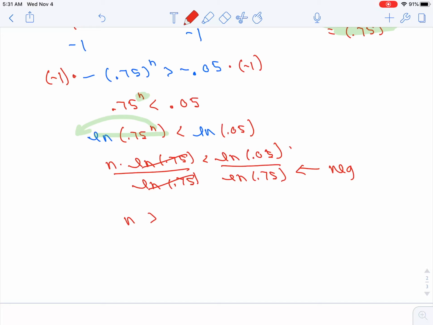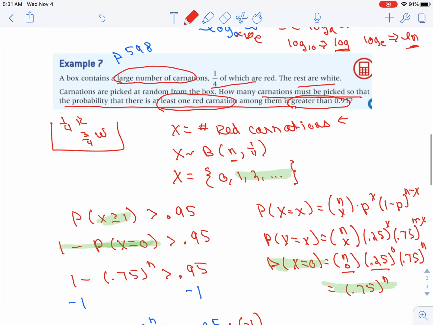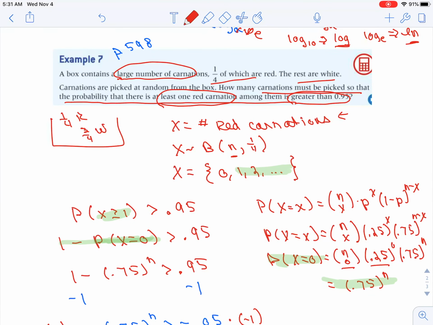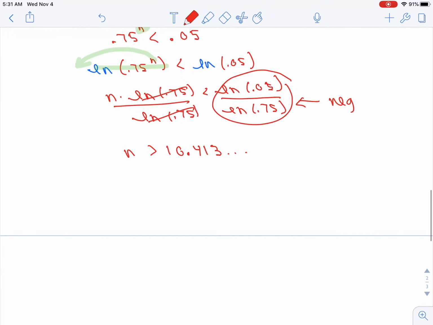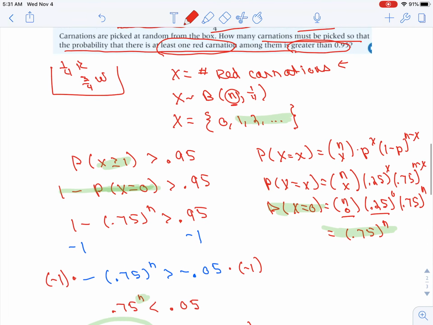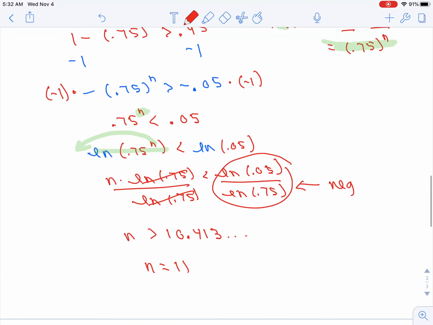And then this number, when you put this into your calculator, turns out to be 10.413 and so forth. Now remember that n has to be an integer. It has to be a positive integer, because it's how many trials we're going to have of this experiment. So if n has to be an integer and it has to be greater than 10.4, then n would have to be 11. Now it turns out that you can also solve this inequality right here using a graph, or you can also use a table. And I will, in a separate video, show you how you can solve that with a graph or a table.